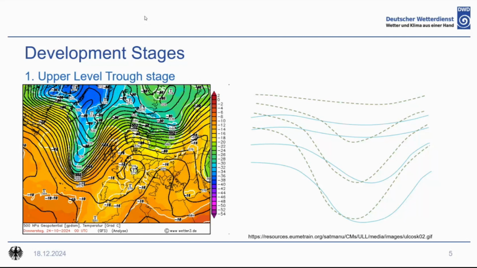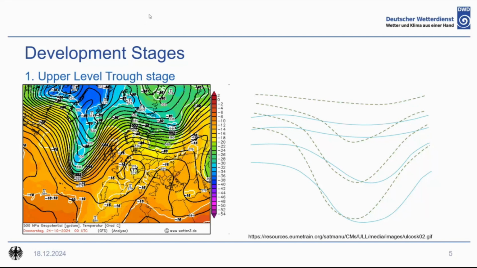On the left image, you can see a GFS model weather chart from the 24th, in which the 500 hectopascal geopotential is indicated as black lines, and the color shading represents the temperature field in degrees Celsius at 500 hectopascal. On the right chart, you can see the 500 hectopascal isohypses, the contours in blue, and the isotherms are represented by the dashed green line.